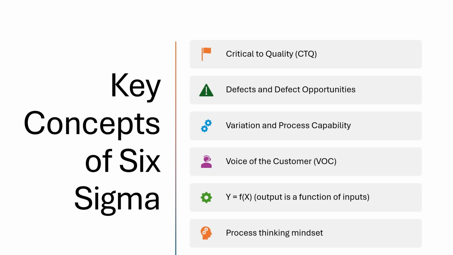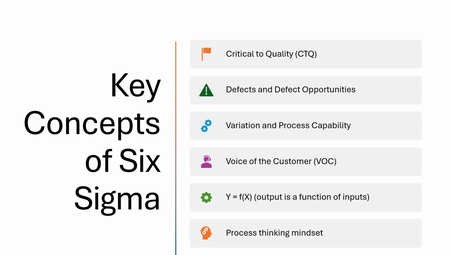I repeat, a defect is any instance where the product or service fails to meet customer requirement. A defect opportunity is any chance within a process for a defect to occur. For an example, in a hotel room service, delivering food cold, late, or wrong counts as separate defect opportunities. Six Sigma aims to reduce defects per million opportunities, which is often cited as DPMO.